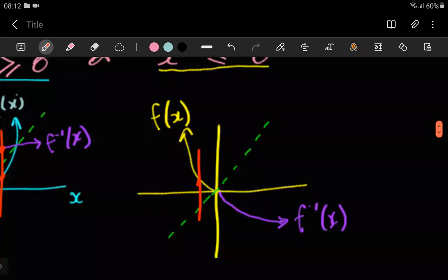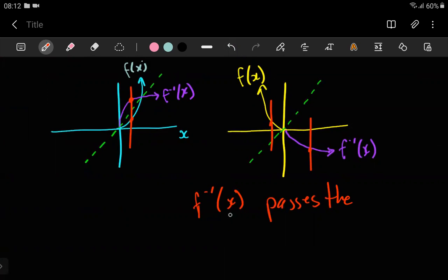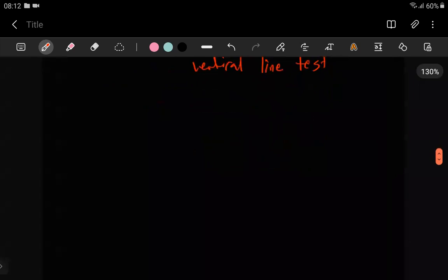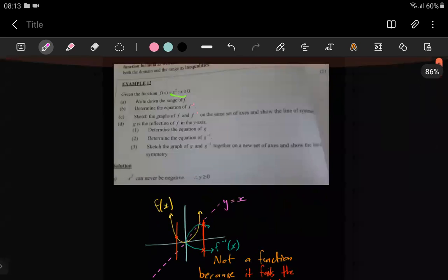This touches it once, this touches it once. So you see, now you know that the inverse passes the, let me write it a bit apart so that it doesn't look like it's there. Passes the vertical line test. So when we say it passes the vertical line test, what we're referring to is how we have just restricted it to one domain. And that's the whole essence of questions like these, right?